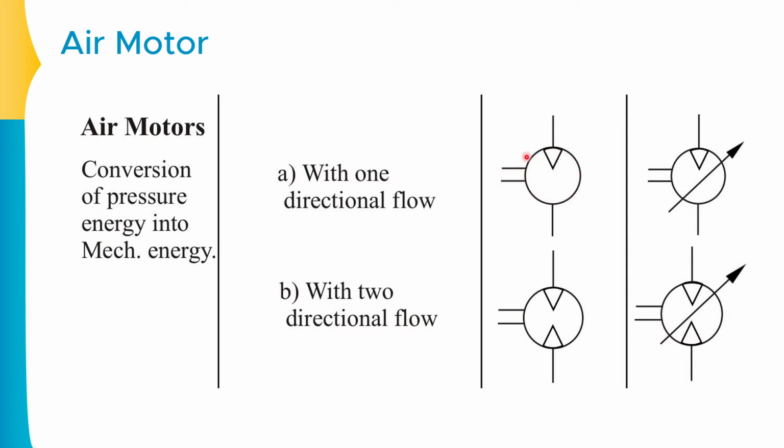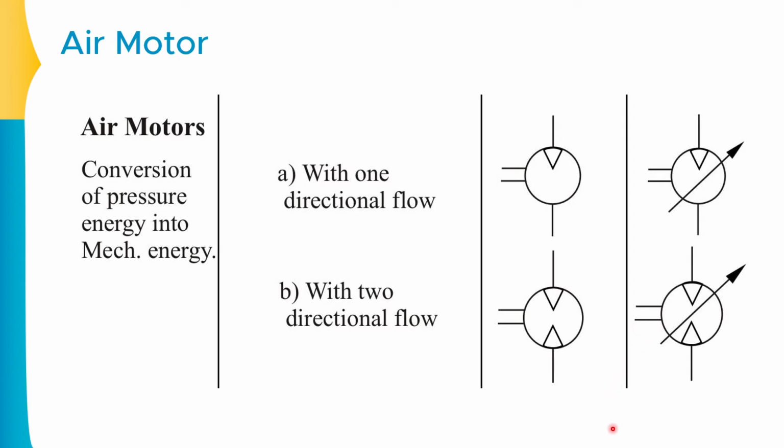This is a fixed displacement one directional air motor. This is the variable displacement one directional air motor. The same thing will happen over here. This is a bidirectional, that means even if the airflow is coming from here or here, it will convert both sided flow into the mechanical energy and it will be transmitted from this specific shaft. This is the fixed displacement two directional air motor and this is the variable displacement two directional air motor. So this is the option available in the pneumatic side.